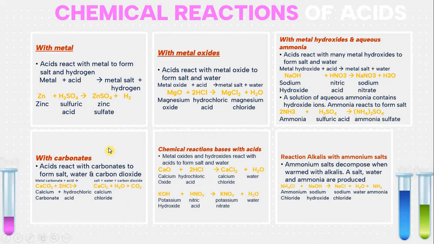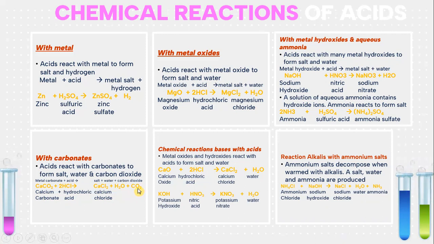2SO4. And let's look into the chemical reaction with carbonate. Acid reacts with carbonate to form salt, water, and carbon dioxide. The example here is metal carbonate, which is calcium carbonate, CaCO3, plus acid, hydrochloric acid, 2HCl, to form salt, CaCl2, calcium chloride, plus H2O, water, and carbon dioxide, CO2.